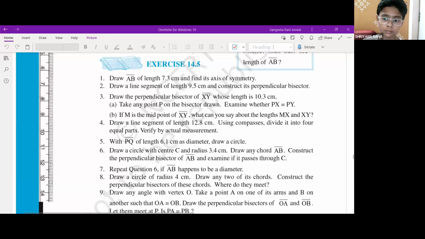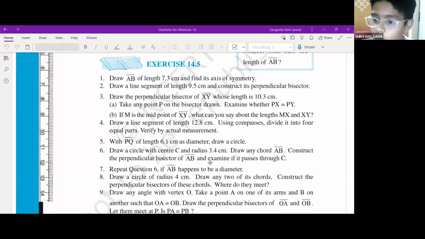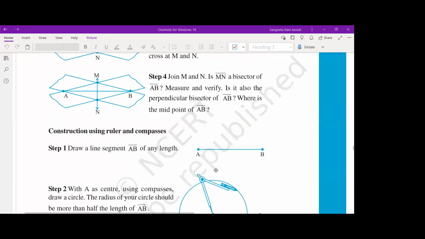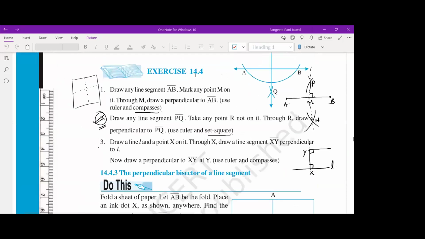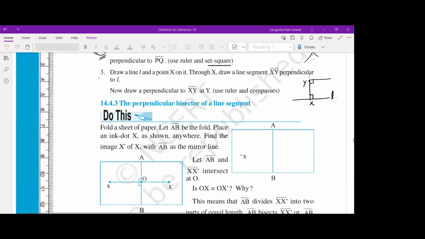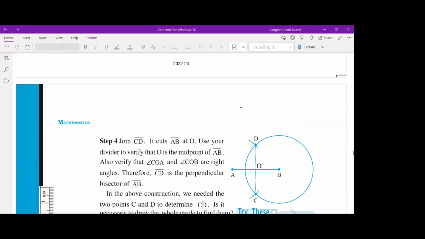I'm sharing screen. Last class we did perpendicular. Many of the children were not there, only Neha was there. In the last class, we had done this exercise 14.4. We learned how to construct perpendiculars. So just go through the previous class video and try to do it. If you don't understand, then tell me. I'll explain it again.